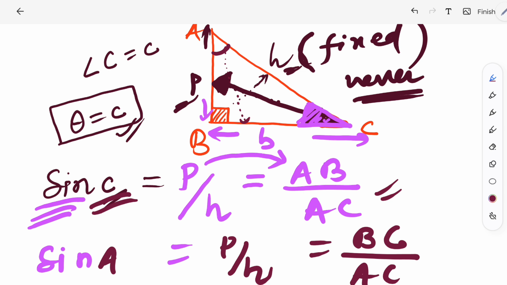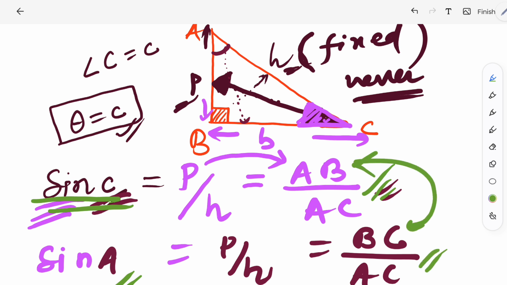So students, you can observe that while discussing sin C, the result is AB by AC. When discussing sin A, the result is BC by AC. So AB and BC are interchanging. That means sometimes AB is acting as the perpendicular, and sometimes BC is acting as the perpendicular, depending upon the angle you are discussing, isn't it? So the key concept is to use the angle which you are discussing.